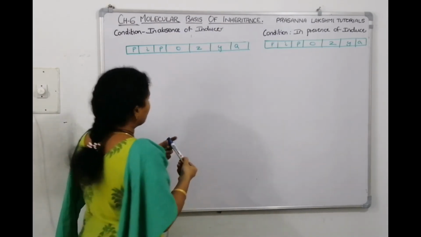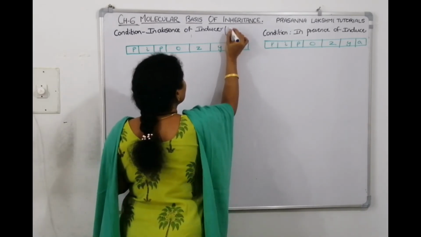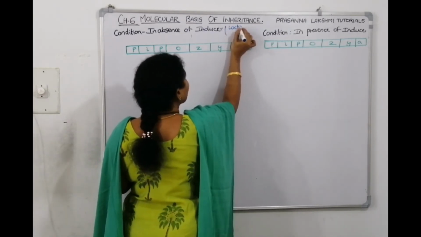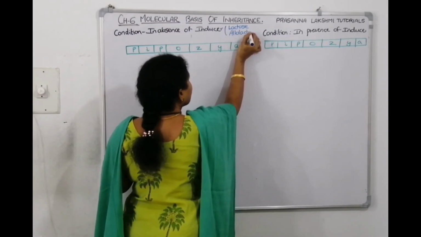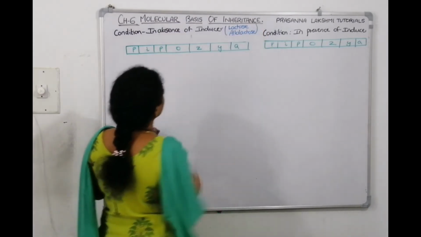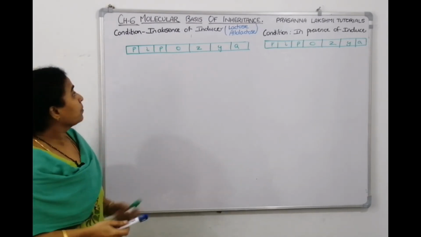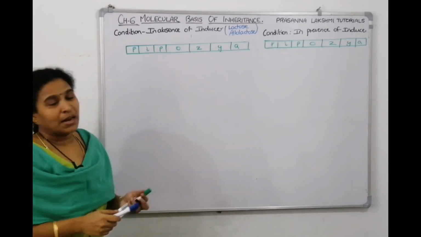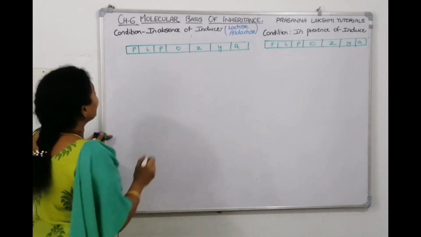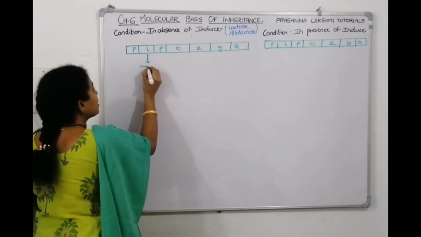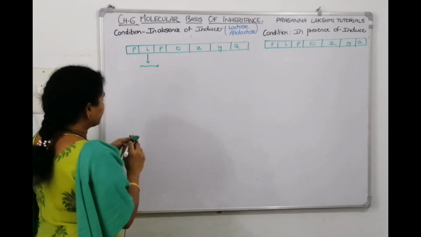Lactose is the inducer. Either lactose or allolactose is an inducer. Now let us talk. In absence of inducer, what will happen? If inducer is not there, then the I gene undergoes transcription and makes a repressor RNA.